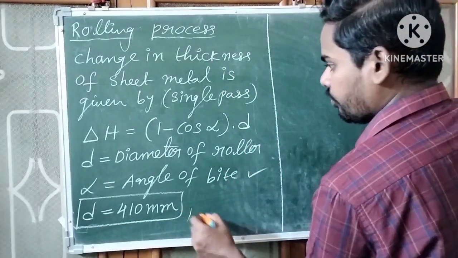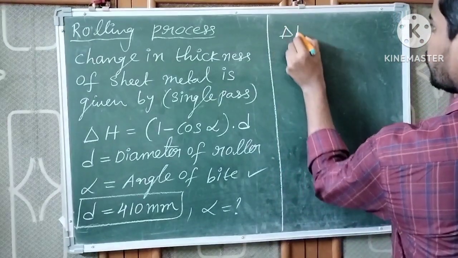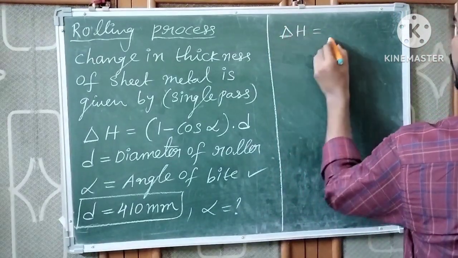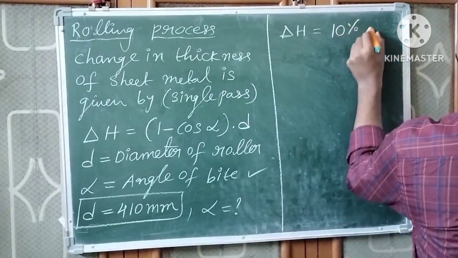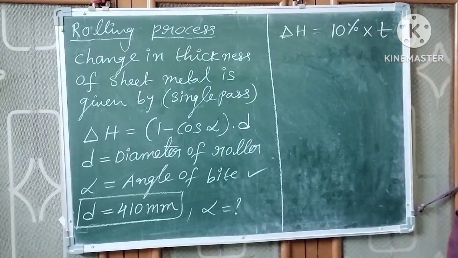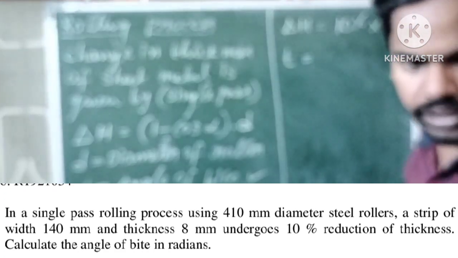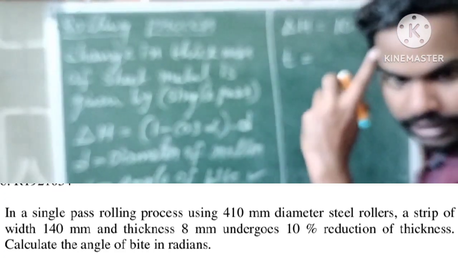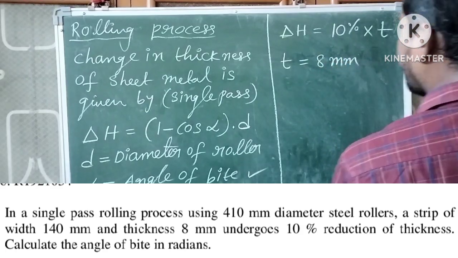Next, alpha we don't know. We have to find the angle of bite. And here delta H is the change in thickness. How much is the change in thickness? It is 10% of the original thickness, 10% of the sheet thickness. What is the thickness of the sheet? Here it is given as 8 mm. The thickness of the sheet is 8 mm.